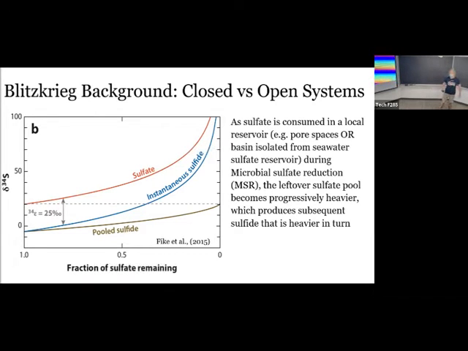Now, in a closed system, this is very different. As depicted here in this figure by Fike et al. 2015, if they are in a restricted basin or in sediment pore spaces in which they are no longer in direct connection to the water column, we see a Rayleigh-type distillation effect, whereby the isotopically light sulfate gets consumed and the reservoir evolves to heavier and heavier isotopic sulfur. This is reflected in heavier and heavier sulfides produced as a byproduct of this process.